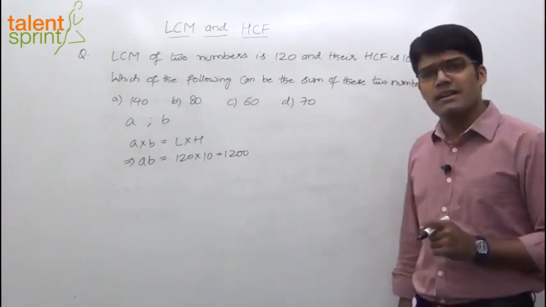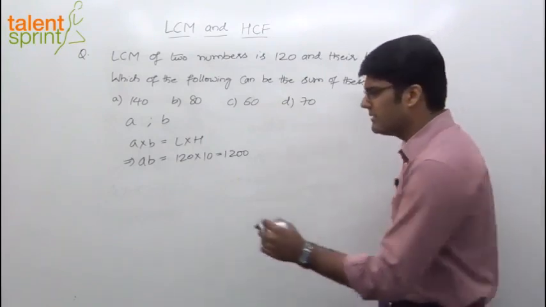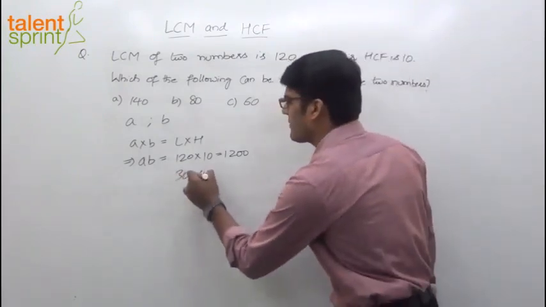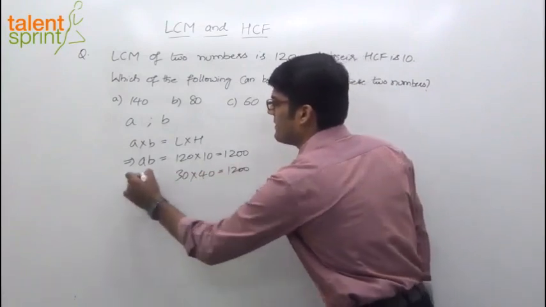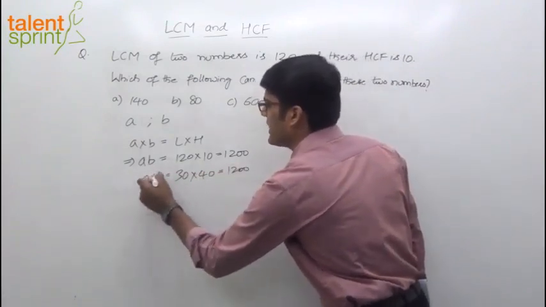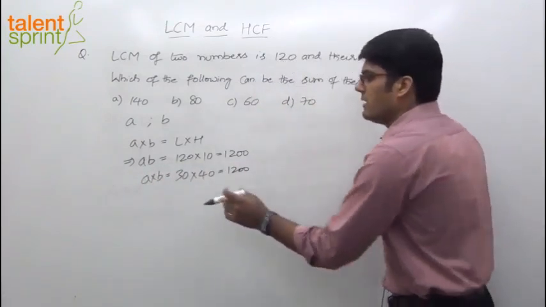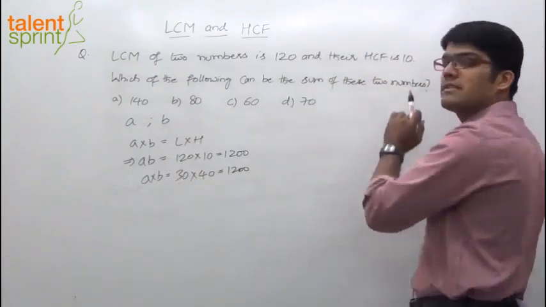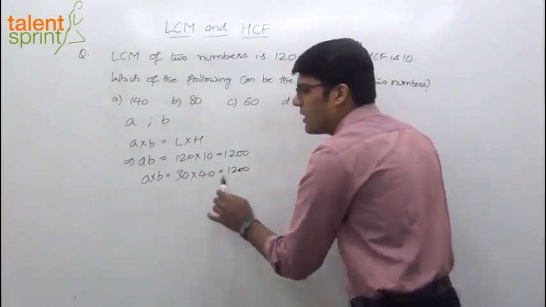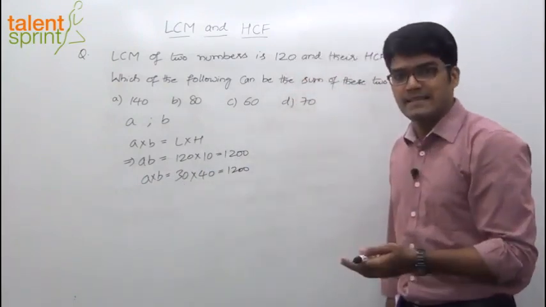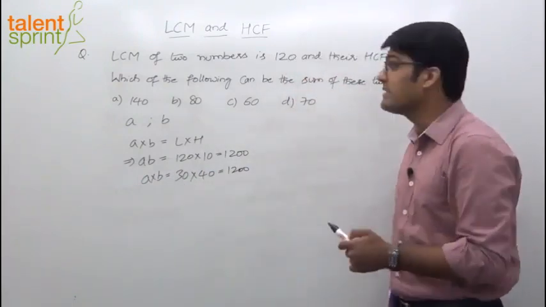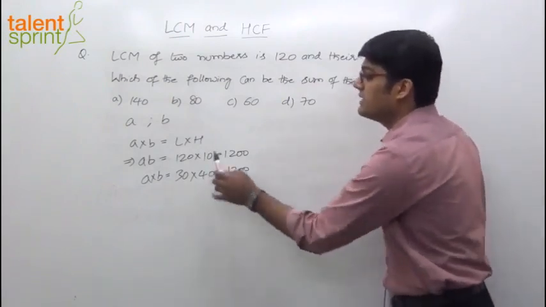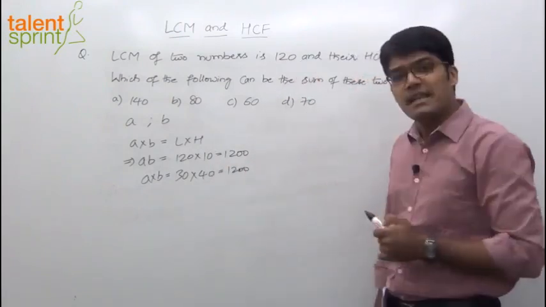30 into 40 is 1200. A into B, so I can say A is 30, B is 40. Now check. The product is 1200, like given in the question. LCM should be 120, HCF should be 10. For the numbers 30 and 40, what is the HCF? 10 is the HCF. Highest common factor is 10, satisfied. What is the LCM? 30 and 40, LCM is 120, even that is satisfied.